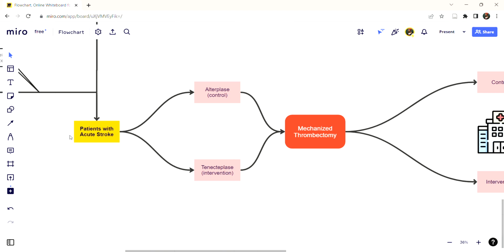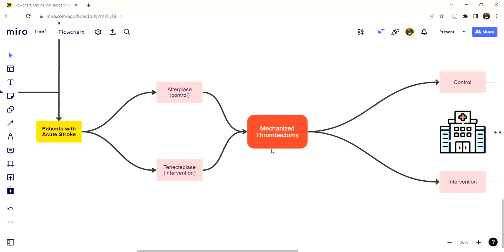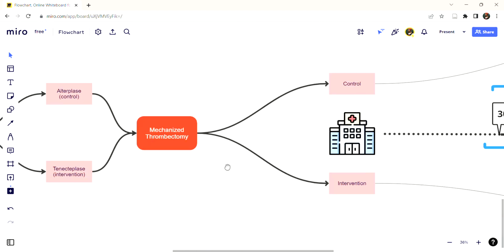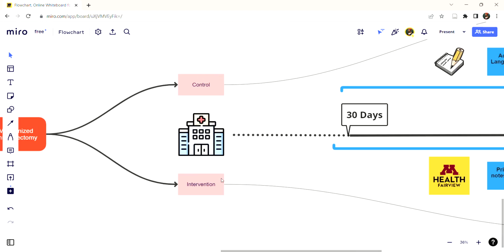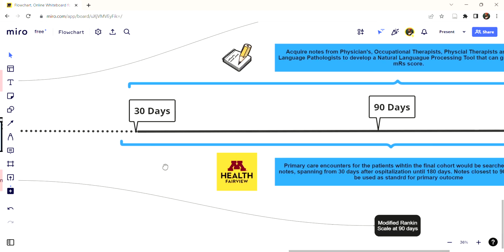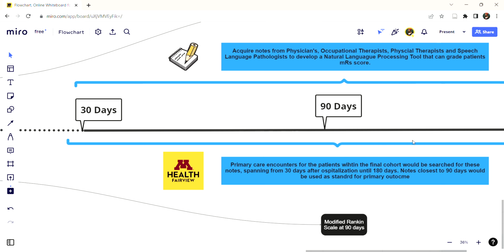So our goal is to identify patients who came in with stroke to the M Health Fairview system, and separate them into control and intervention, in our case, alteplase and tenecteplase. We're only looking at patients who receive mechanical thrombectomy after receiving the pharmacological intervention, the process called bridging thrombolysis. For analysis, we're going to separate them into control and intervention groups, and our primary outcome will be the modified Rankin scale at 90 days.